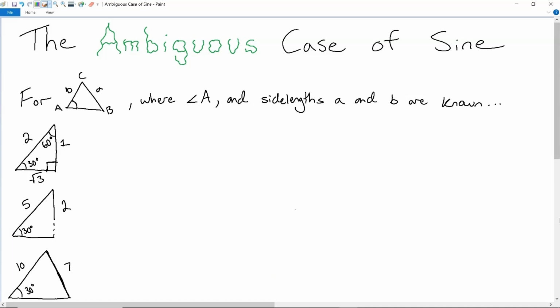I am going to start with a little bit of theory just to give more context as to why the ambiguous case exists. But if you want to skip ahead, no problem. So for triangle ABC, where I know the angle A, and that would be this angle right here, and the side lengths a and b, I can actually figure out what kind of triangle I'm able to make just from this information. So I want you to take a look at this first triangle here.